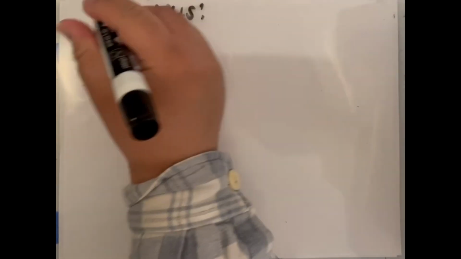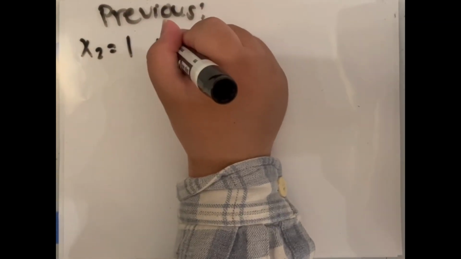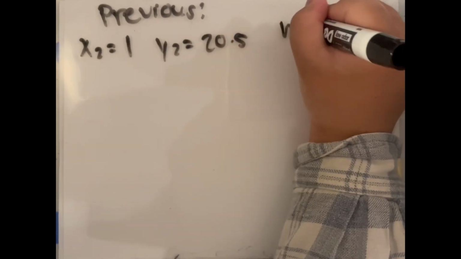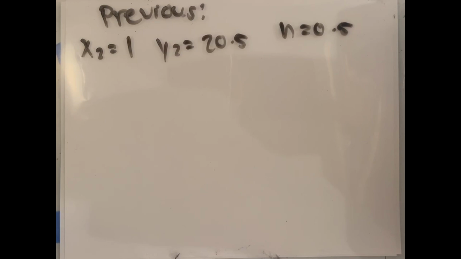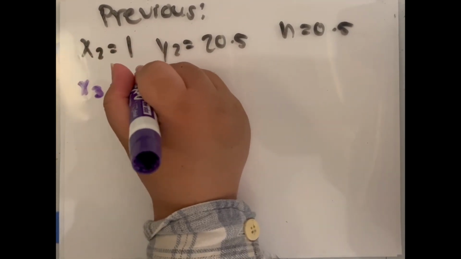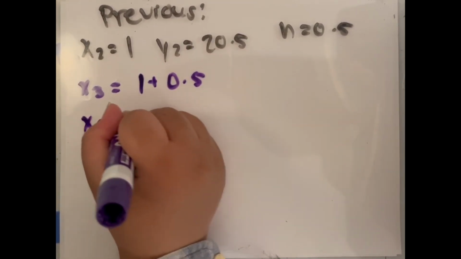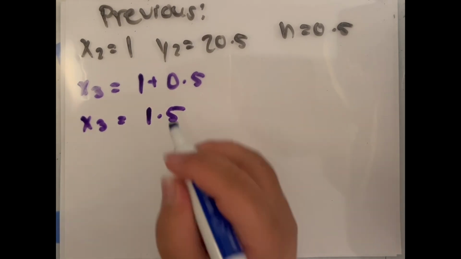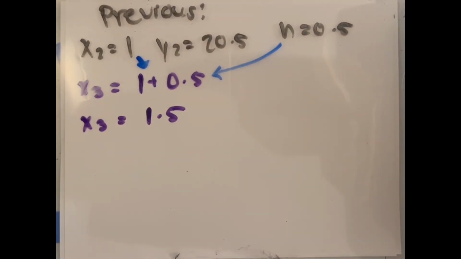Again, let us review the values from the previous substitution. X sub 2 is equal to 1, y sub 2 is equal to 20.5, and h is still equal to 0.5. To get x sub 3, we add 1 and 0.5. This gives us x sub 3 is equal to 1.5. We get 1 from x sub 2 and 0.5 from h.